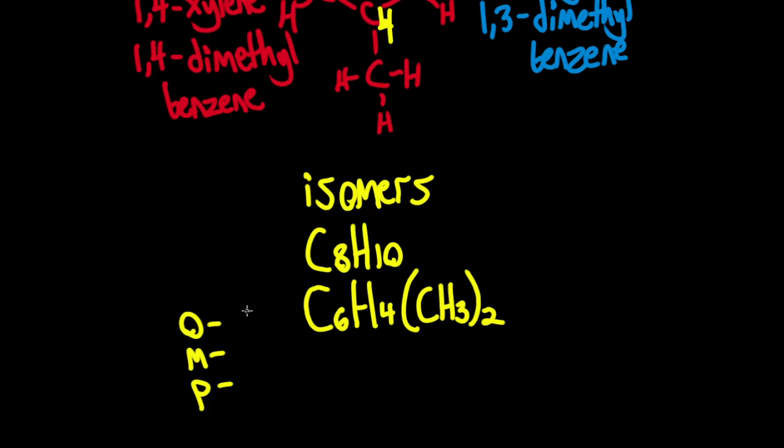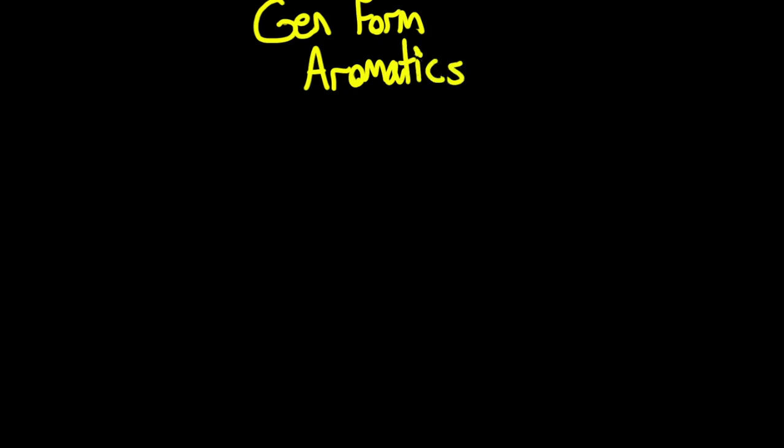So say 1,4-dimethylbenzene would be PC6H4CH3, all in parentheses 2. Now my general formula for my aromatics is going to be CnH2n minus 6, where n is my number of carbons.